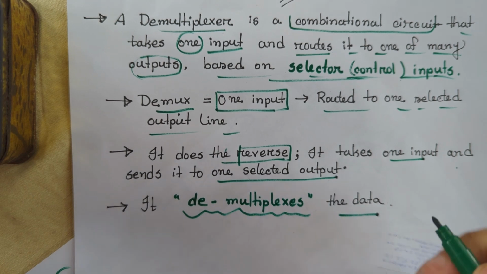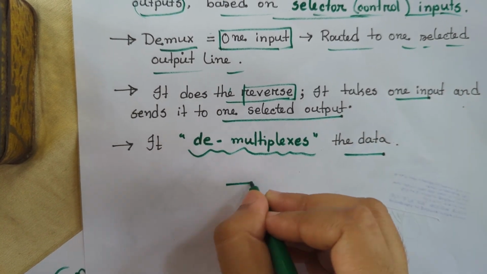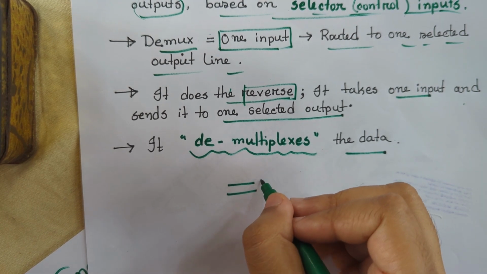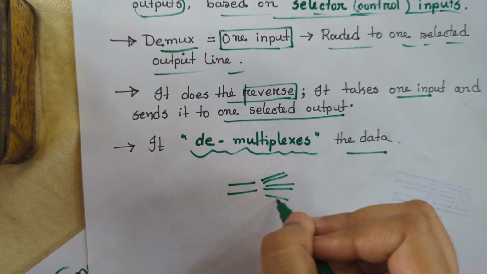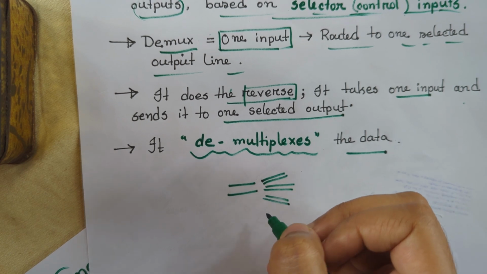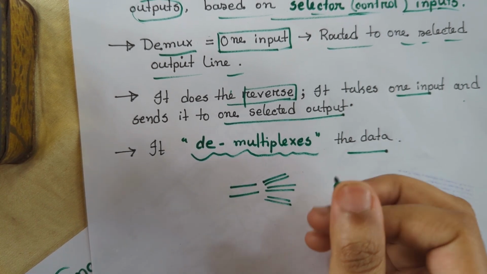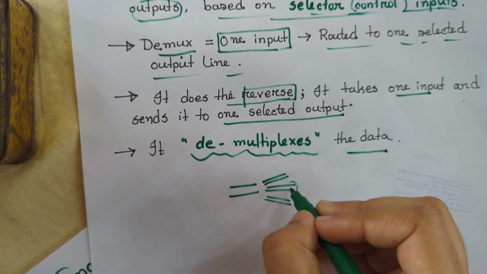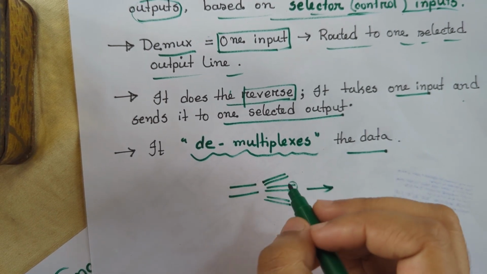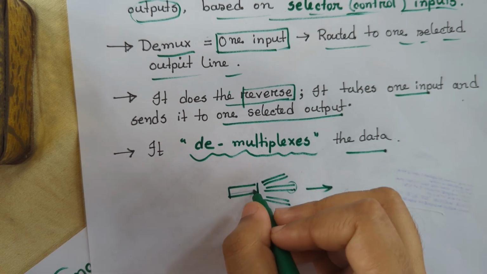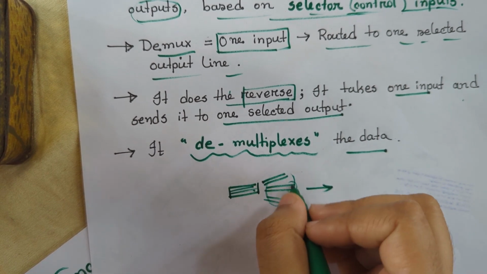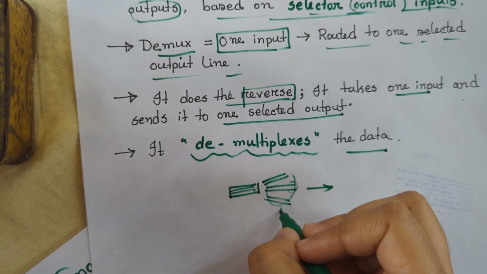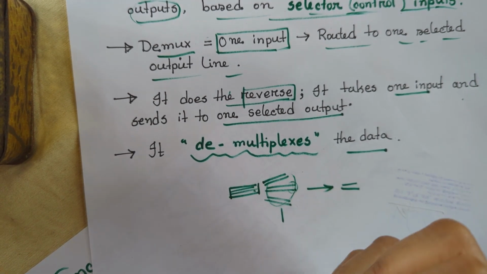Suppose there is a single root of our road, and this road is splitting into multiple roads or lanes, and a control signal decides which lane to use. Suppose this lane is to be used. A control signal decides this lane to use. This is how a Demux works. There will be one input and 2 to the power n output lines, but based on the selector only one output line will be selected.